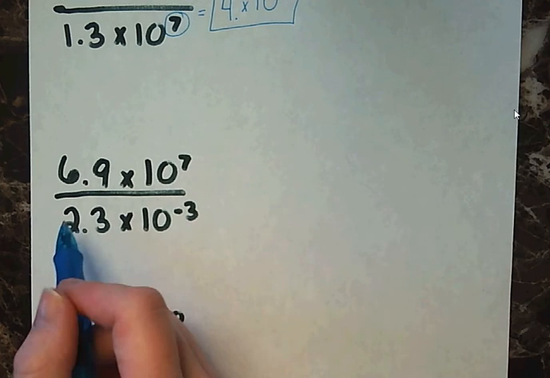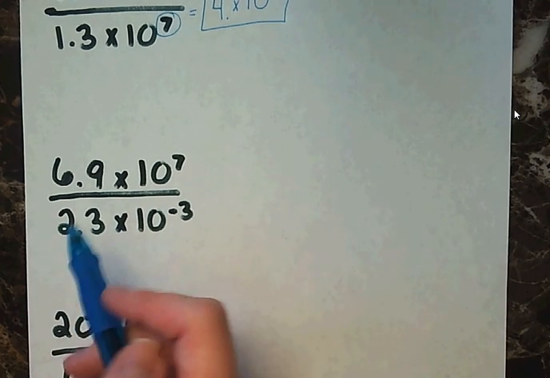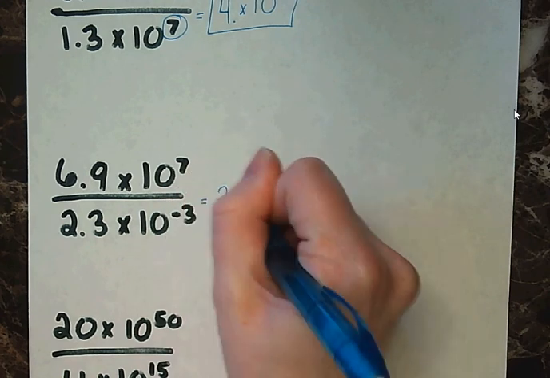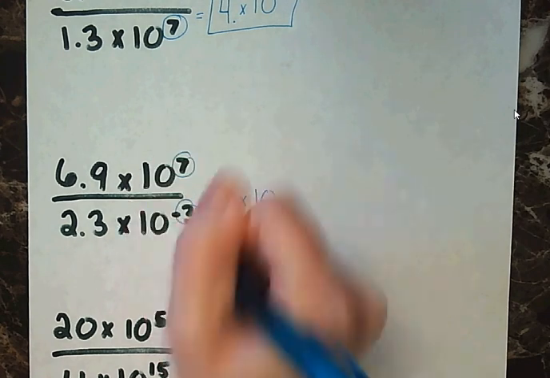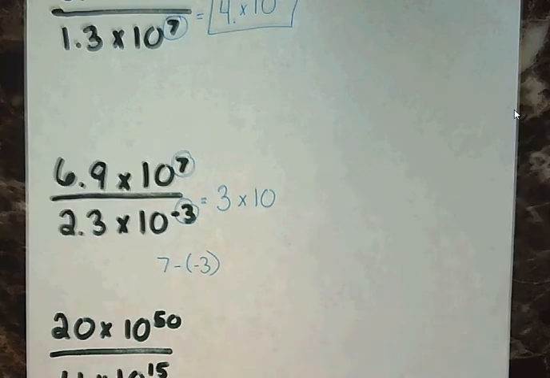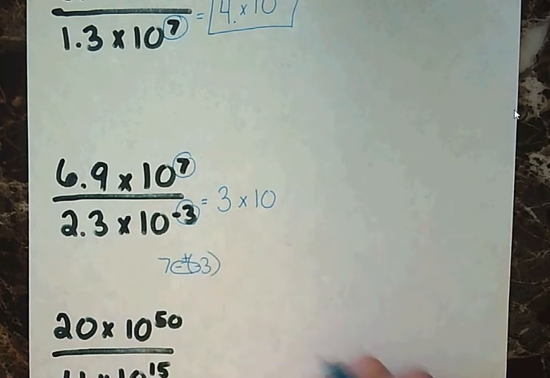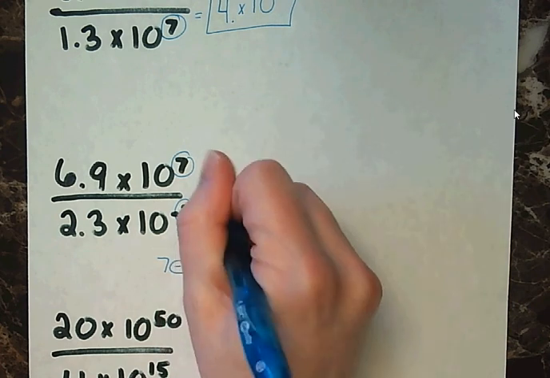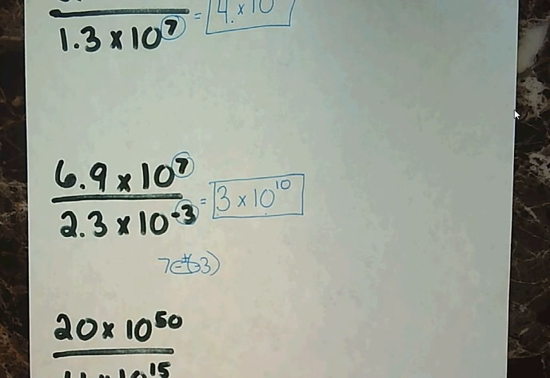Here we have 6.9 divided by 2.3. So we could divide these two. And we have 3 times 10. Now we want to subtract these. So we have 7 minus negative 3. Now because there's 2 negatives, they become a positive. So 7 plus 3 is 10. And that is proper scientific notation because there's only one number in front of the decimal. So we can keep it that way.